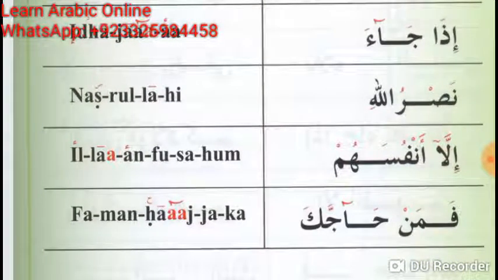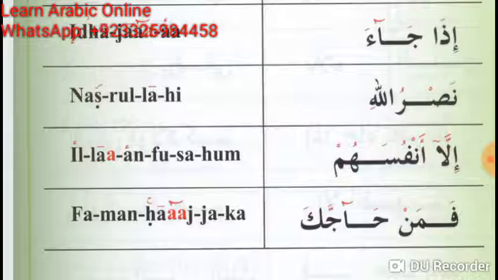Alif, hamza, kasra, zay, zal, alif. Zal. Alif, hamza, kasra, zal, fata, alif, jim, fata, alif, big mada, hamza, fata. Okay. Idha ja'a. Good. Nun, fata, sod sukun, ra, dama, alif.